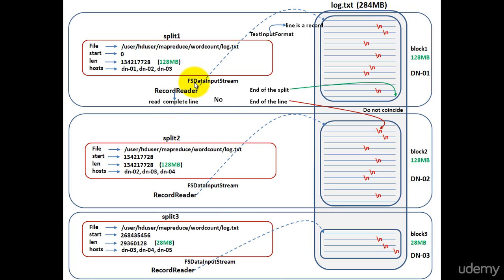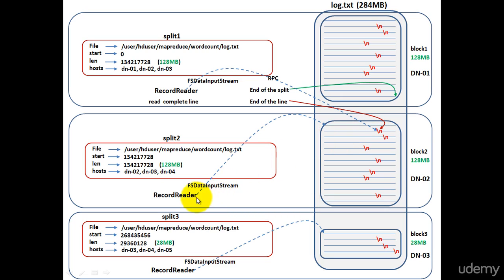Record reader uses fsdata input stream to read the data. fsdata input stream has information about all the blocks of the file. It also wraps API that can read data from different data nodes by making RPC calls. In our case, record reader in the first map task will go ahead and read the complete line from the next split stored on data node 2.